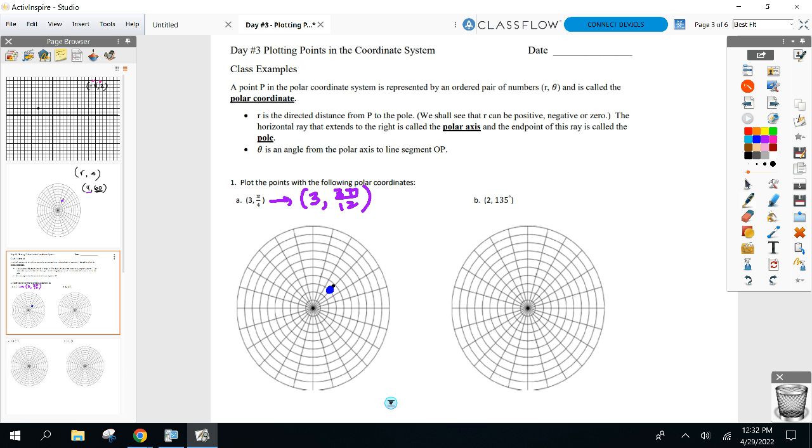All right, how about 2, 135? Where's this on the grid? I don't know how you guys are finding 135. That's up to you. I have my own method, but however you start counting by 15s. I start right at 90 and count by 15s, but whatever floats your boat. So 90, 105, 120, 135. And 2 away. First circle, second circle.